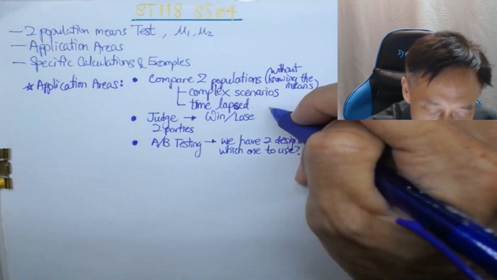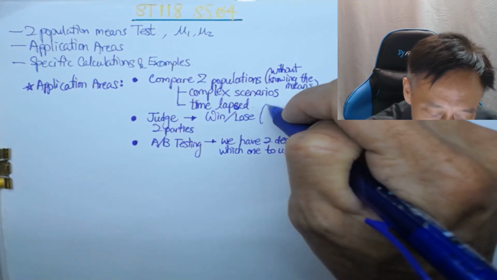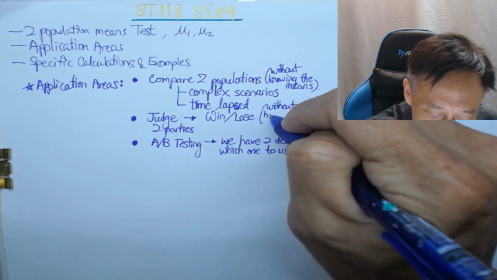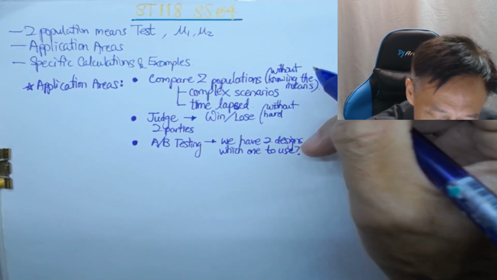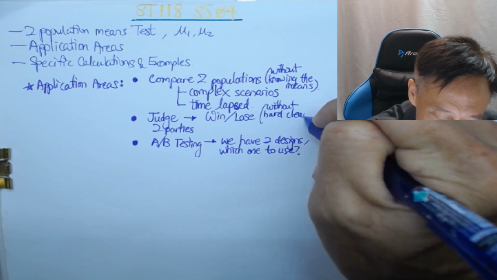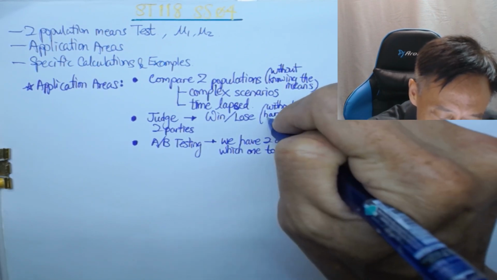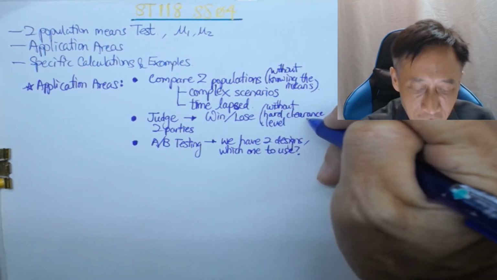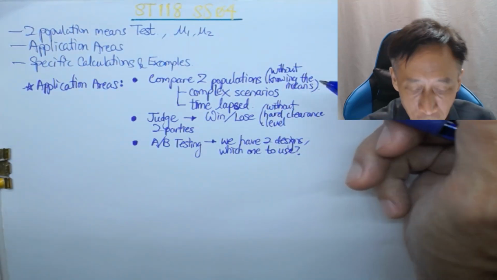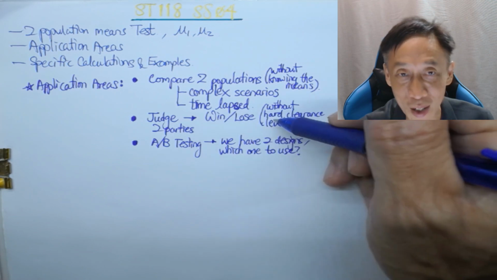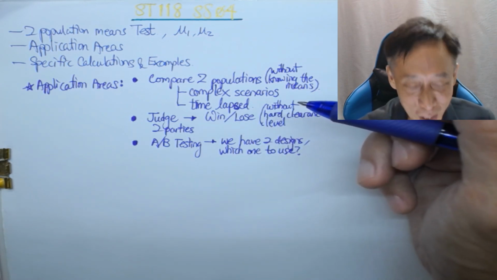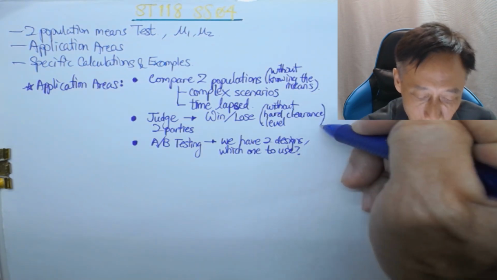So, without references, right? Without hard clearance levels, like the score must be at least 60%. We are not interested. We just want to know who has higher marks. That's all. Even if both fail, still who has higher marks, right? So that's the kind of situation we're in.